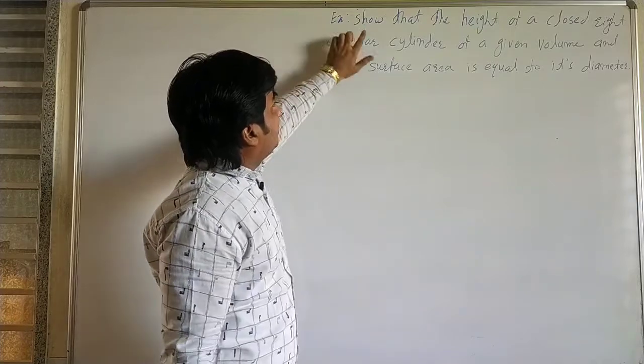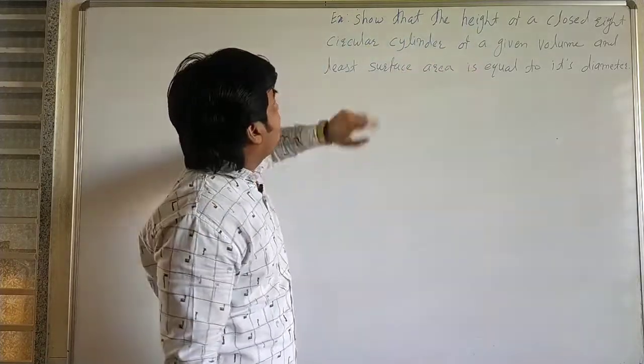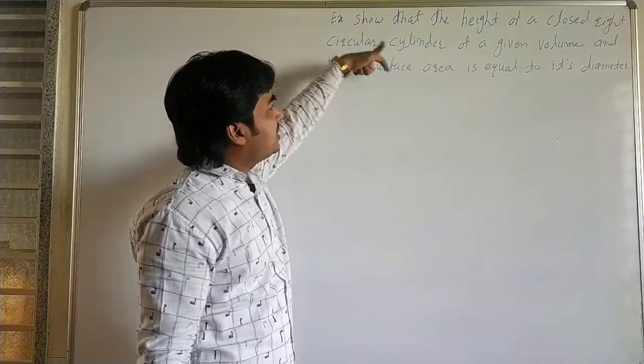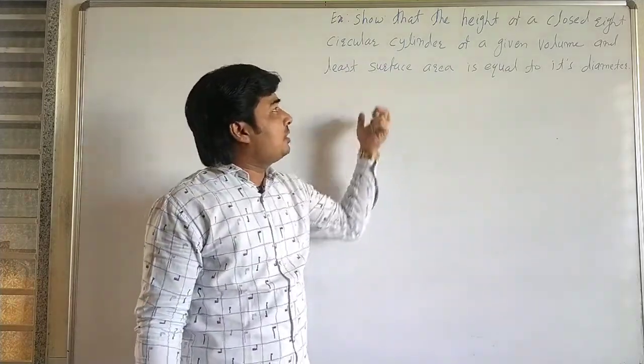Next example: show that the height of a closed right circular cylinder of given volume and least surface area is equal to its diameter. Okay, the last example and here the example is the same.